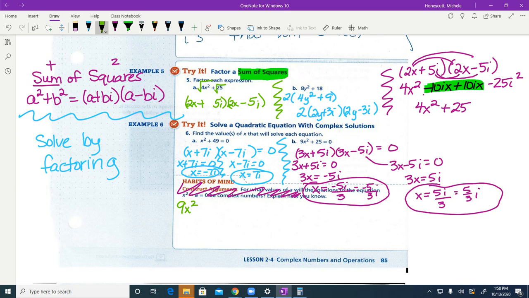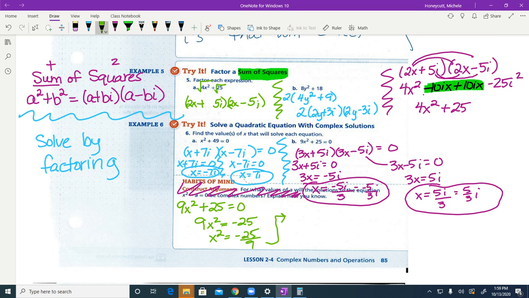So if I had 9x squared plus 25 equals 0, as long as you only have an x squared and not an x, then you can still solve by just isolating the x squared. So I could go ahead and subtract the 25. 9x squared equals negative 25. Divide both sides by 9. x squared equals negative 25 over 9.